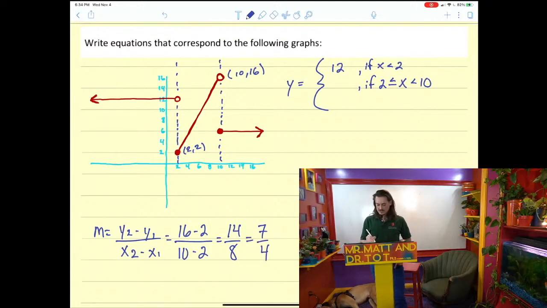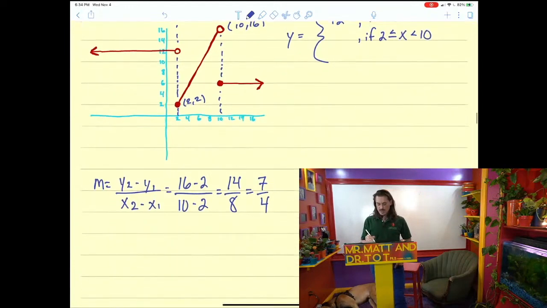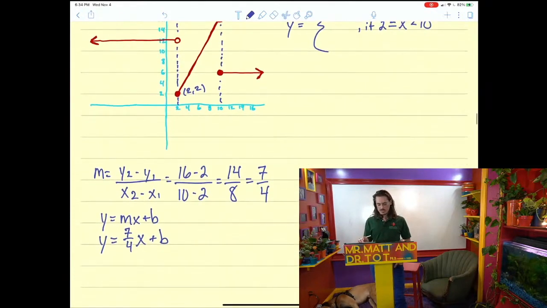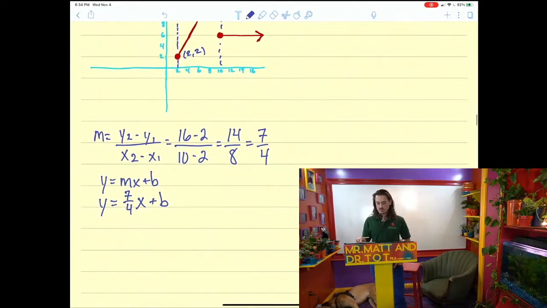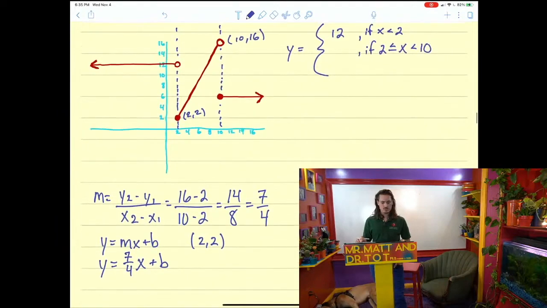And you can take that and plug it into your mx plus b form. So y would be equal to mx plus b, the slope-intercept form. We know what m is now. M is 7/4, so y equals 7/4 x plus b. And you could take any one of these points, like (2, 2), and plug it in for x and y to solve for b here. We could have also used point (10, 16), but I'm just using smaller numbers because they're easier to work with.